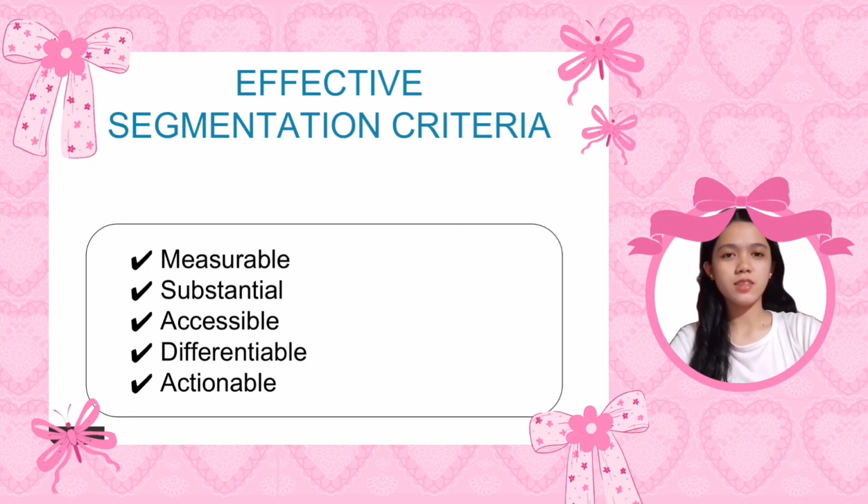Effective segmentation criteria. Measurable: you can count or measure the number of people in this group and understand their buying habits. Substantial: the group is big enough to make it worth your effort to market to them. Accessible: you can easily reach this group through your marketing channels like social media or emails. Differentiable: this group is different from others in a way that makes them respond uniquely to your marketing. Actionable: you can create specific marketing strategies that will work well for this group.